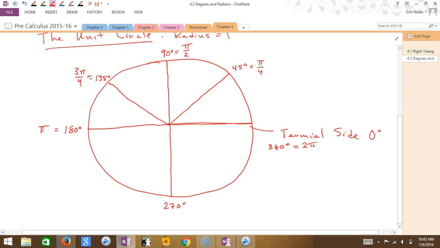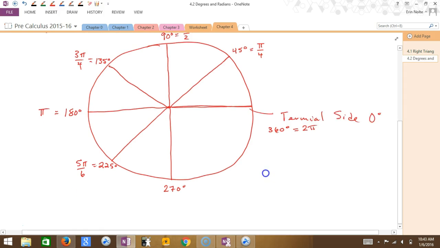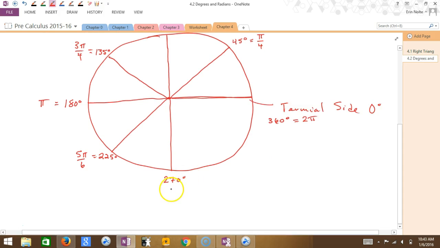So 180 degrees would technically be 4/4. If I go down from that, which is 5/4, what degree is that? 225? Okay, 5/4. Okay, so then what would 270 be?